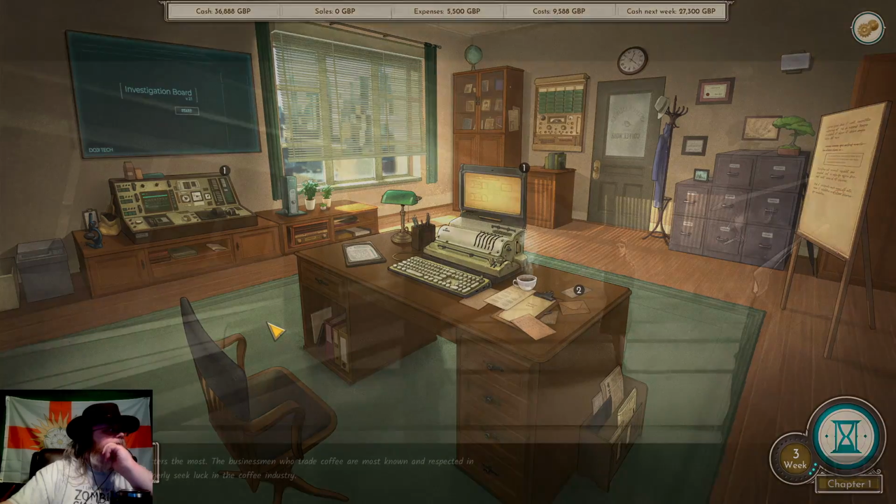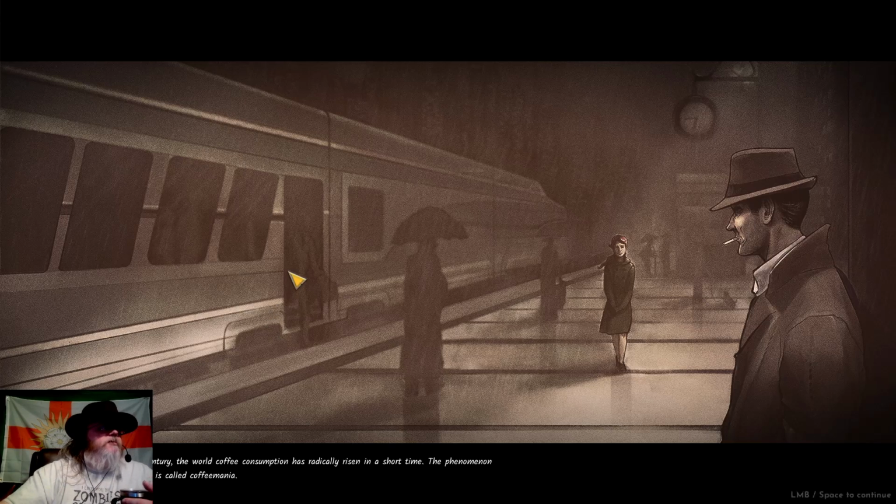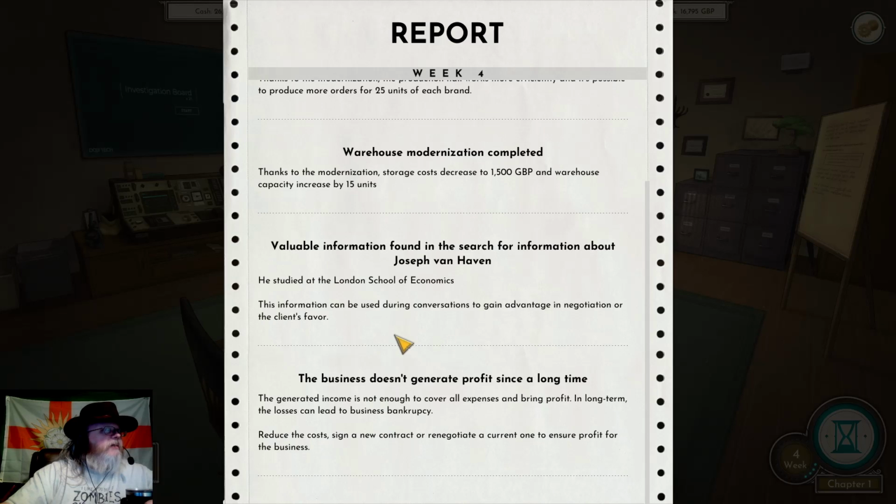Go to next week. And so it is that we begin our production. New week, fresh start. 21,000. Modernisation of production hall has been completed. Thanks to the modernisation, the production hall is more efficient and it's possible to produce more orders, 25 units each brand. Warehouse modernisation increased by 15.